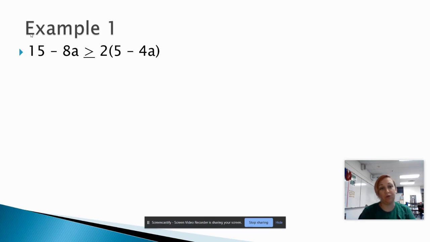Here's our first example. Again, the actual solving part is not anything different than what we've been doing. So if you want to challenge yourself, pause the video and try this one on your own. Since this is an example, I will walk you through it. Our first step is to distribute the 2 that's on the right-hand side.